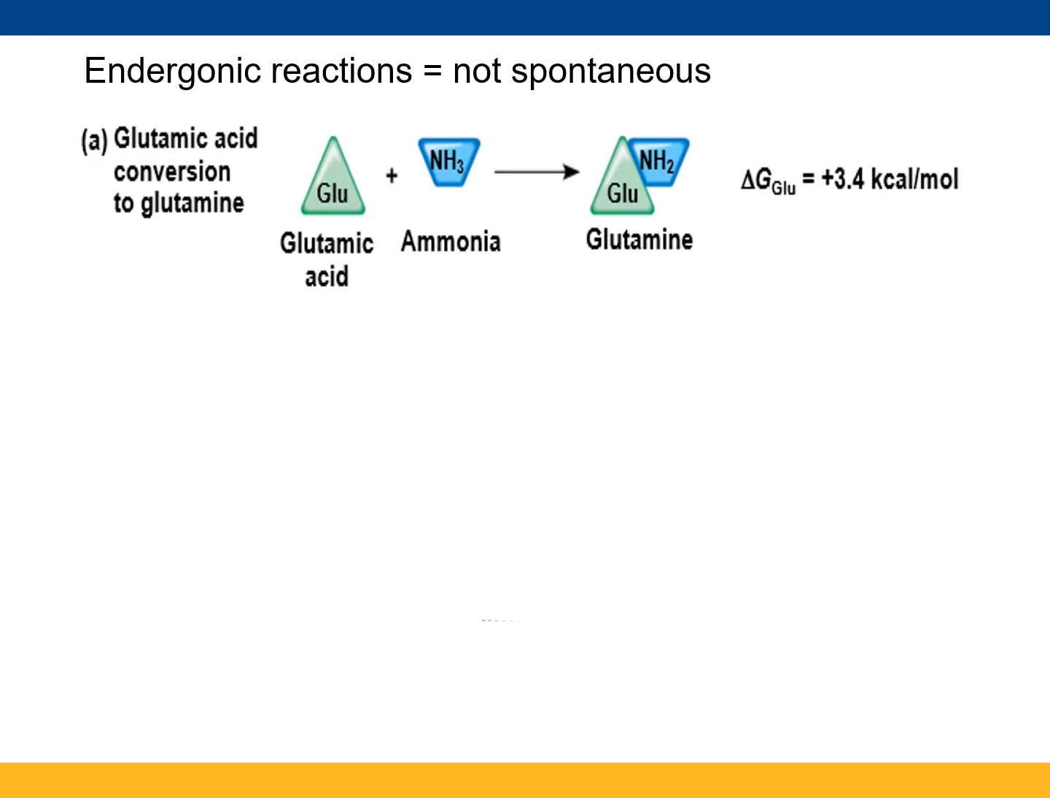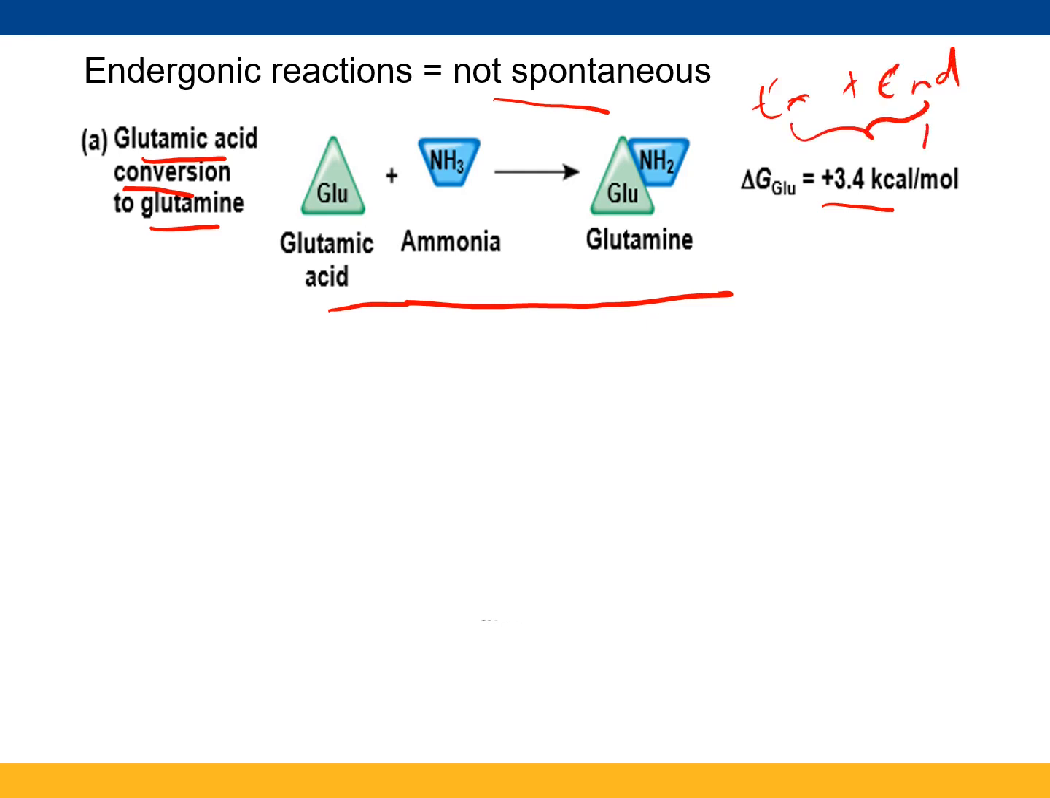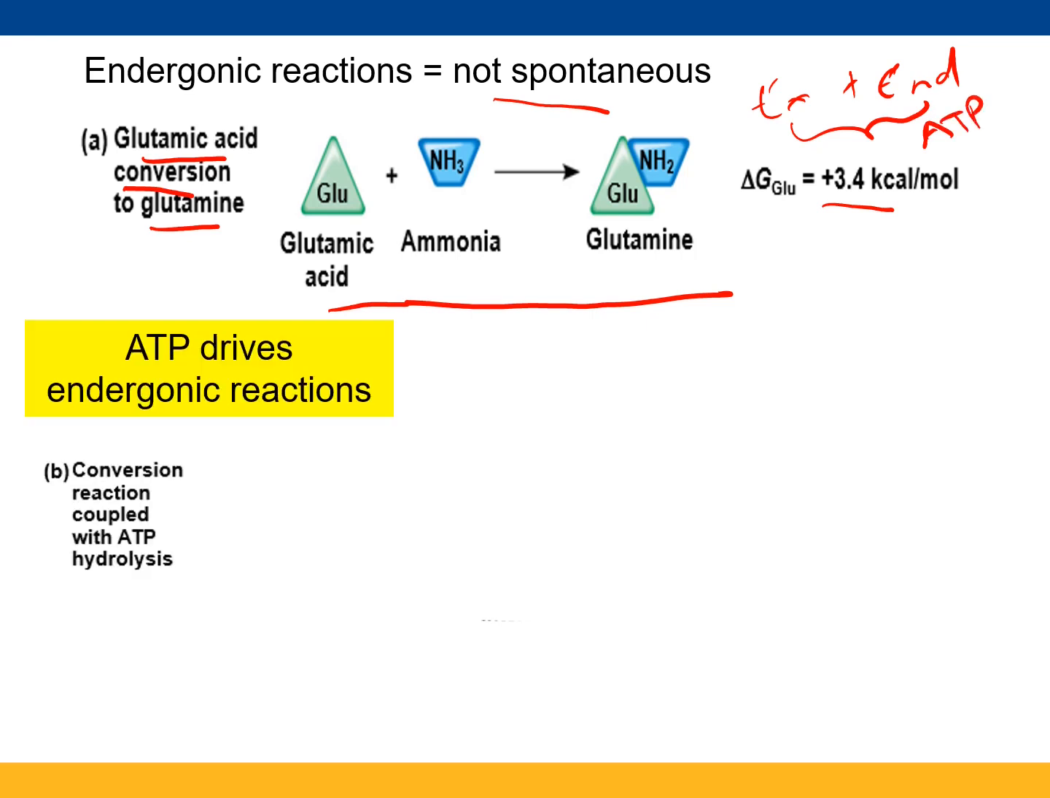Now I'm going to talk a little bit in more detail about what is happening with the ATP. In the conversion of glutamic acid to glutamine, which is what we previously studied, we said that as this is positive, it doesn't happen spontaneously, so we couple exergonic and endergonic reactions. And how do we make this spontaneous? The ATP will drive the reactions. The ATP will drive this endergonic reaction.